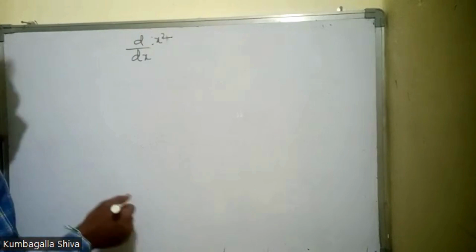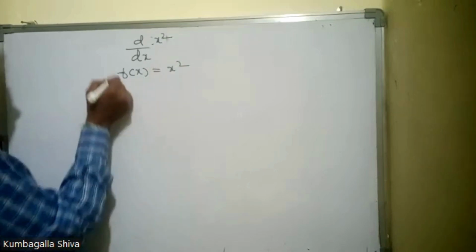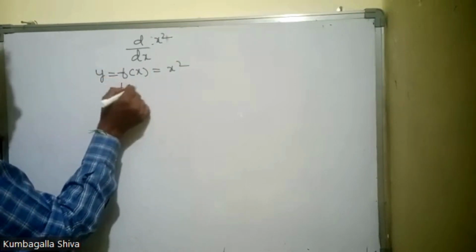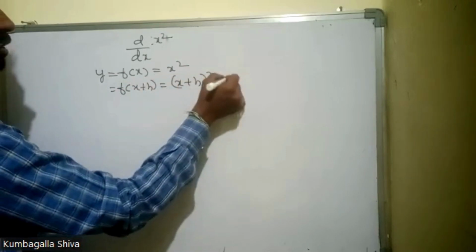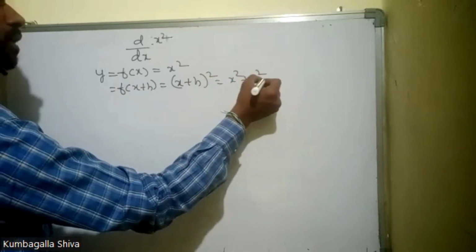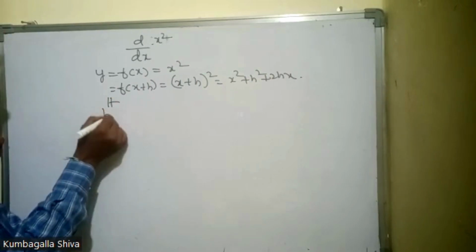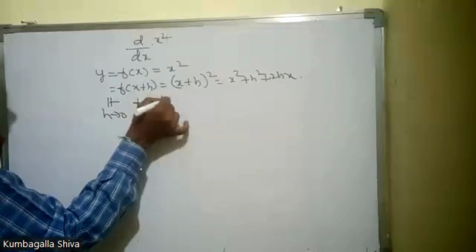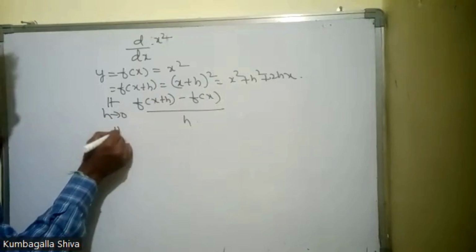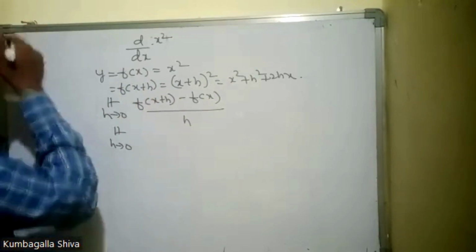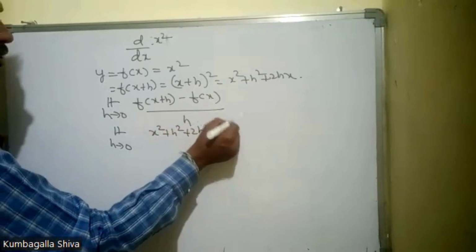Now x square. Here the function f of x is equal to x square, which is also equal to y. Now f of x plus h is what you get? x plus h whole square, that is x square plus h square plus 2hx. Now according to the formula, limit h tends to 0, f of x plus h minus f of x by h. Now you substitute whatever you get here. Limit h tends to 0, f of x plus h is what you got?